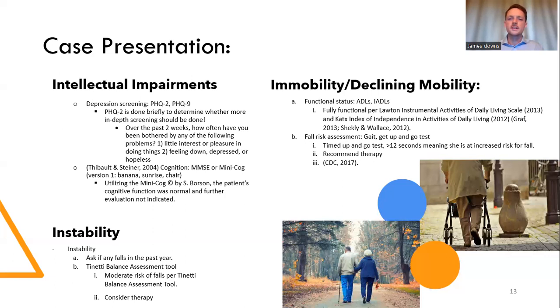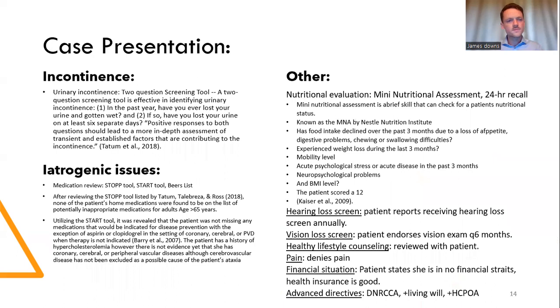Immobility, declining mobility, the functional status of this patient was normal. She was able to display the ability to perform activities of daily living. Fall risk assessment, during the timed up and go test, she took a little over 12 seconds. So that means she's at a bit of an increased risk for falls. And so home therapy or outpatient physical therapy will be recommended for her just to build up her strength and work on improving her gait.